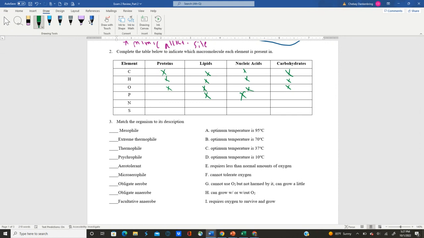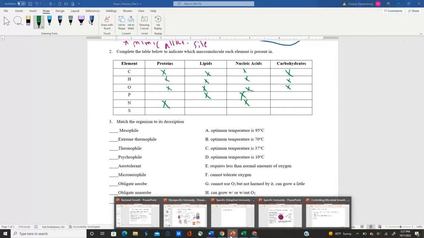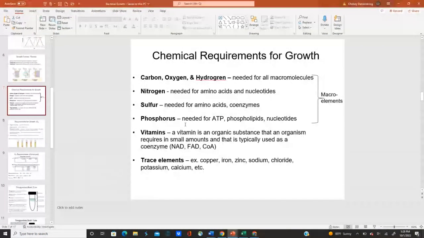All right, so nitrogen is going to be important for proteins and our nucleic acids. Oh, and let me show you all this before I get too ahead of myself. I don't want y'all to be like, where did all of this come from? Let me see, where's, oh.